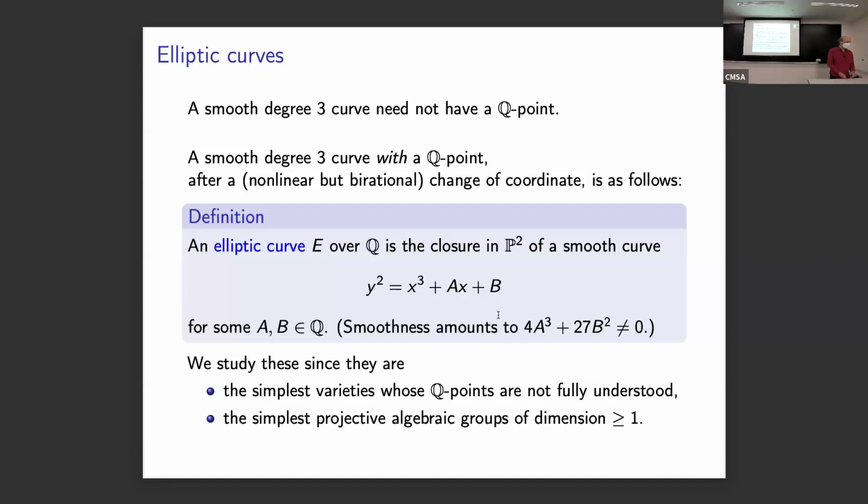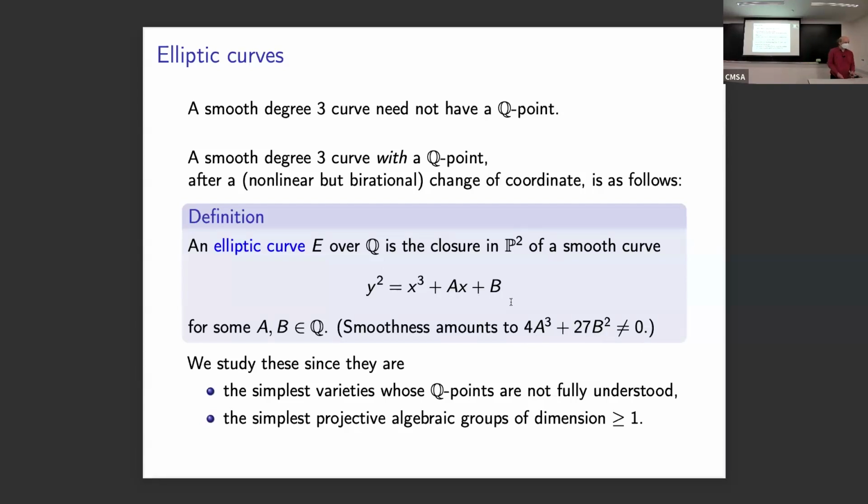So that's what an elliptic curve is. And there is the condition that it should be smooth, and that you can express in terms of some discriminant being non-zero. It amounts to saying that this cubic polynomial has distinct roots, no repeated roots, and so that means that this discriminant polynomial has to be non-zero.